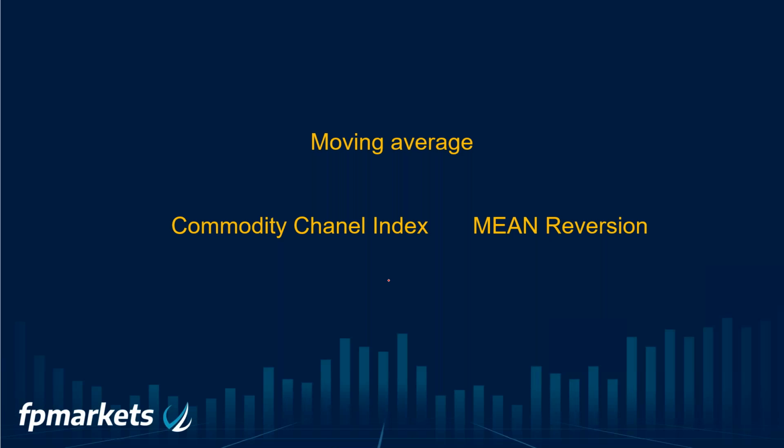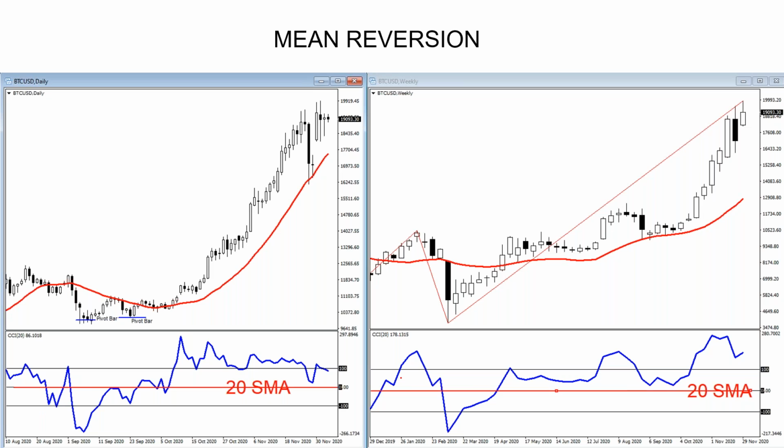All right, let's go along. Commodity Channel Index, another useful tool. This is a mean reversion tool. So Commodity Channel Index, this is Bitcoin at the moment. It has a 20 period, the Commodity Channel Index is based around a 20 period simple moving average. And we can see the daily chart here is running above the 20 period average on here.